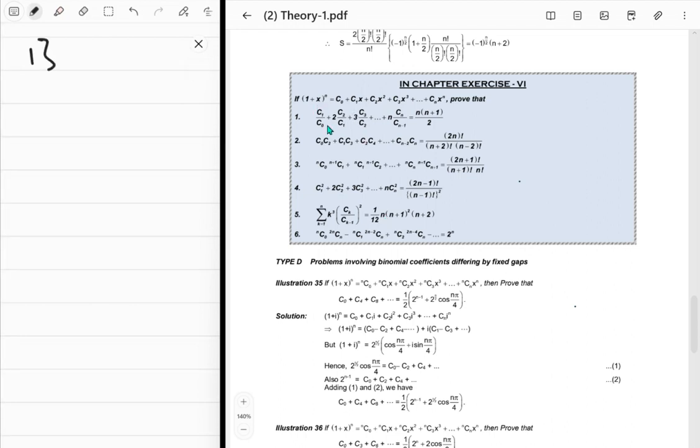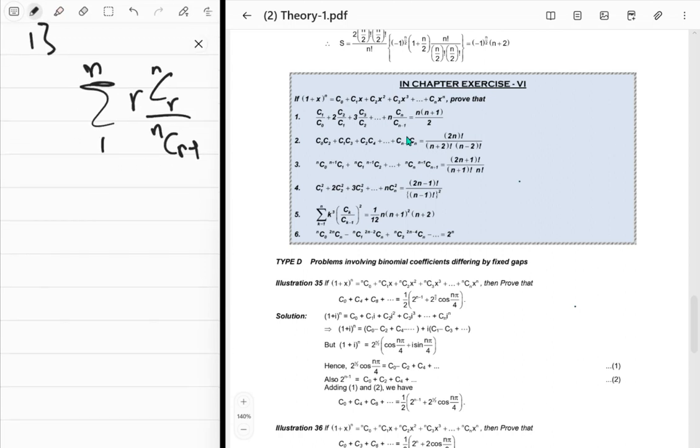You have to prove that C1 upon C0 plus 2 C2 upon C1, all the way till n, is equal to n times n plus 1 upon 2. Now you can use the fact that it's basically the summation of r, so summation of r times nCr upon nC(r-1), as r goes from 1 till n.